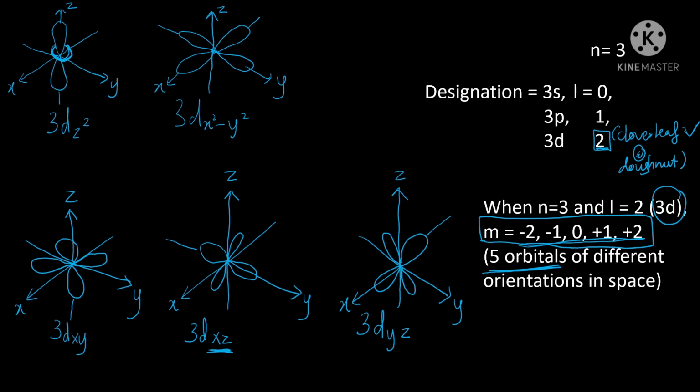So all these 5 orbitals have cloverleaf and or donut shape because their angular momentum quantum number L value is equal to 2, indicating that their shape should be either cloverleaf or donut shape.